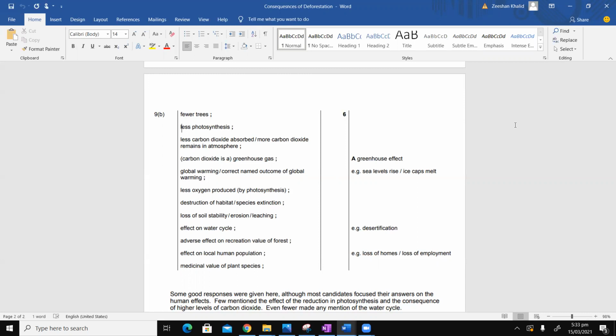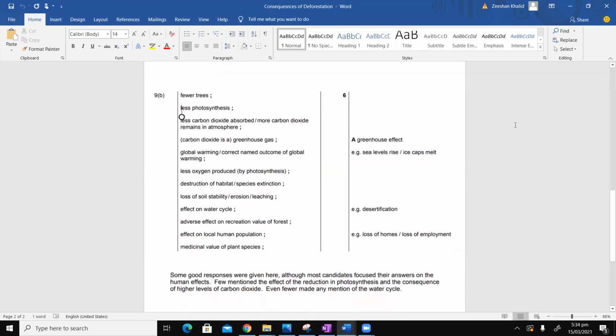When you're cutting down trees, you're actually destroying the natural habitats. It also results in the loss of soil stability, because when you're plucking the trees out, that causes loss of soil stability. And since trees and plants are involved with water in one way or another, lack of trees will of course affect the water cycle. The water cycle is not in our syllabus, but since deforestation has a consequence on the water cycle, you can mention that as a point. Then there are adverse effects on the recreation value of forests, effects on the local human population, and the medicinal value of plant species.